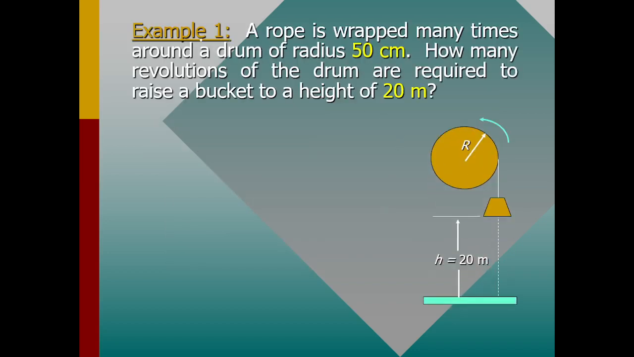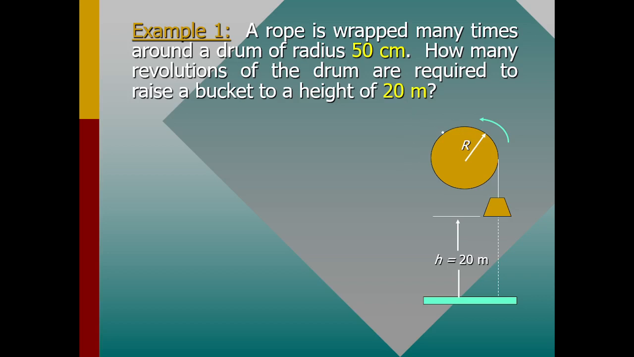So let's quickly look at this example. A rope is wrapped many times around a drum of radius 50 centimeters. So this rope is wrapped many times around this drum. How many revolutions of the drum are required to raise the bucket to a height of 20 meters? Now this becomes very interesting.